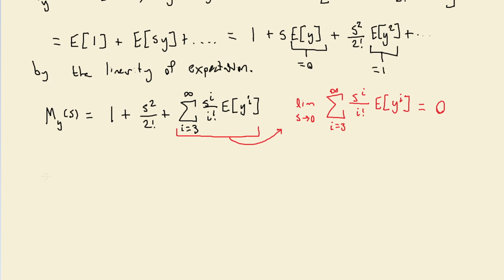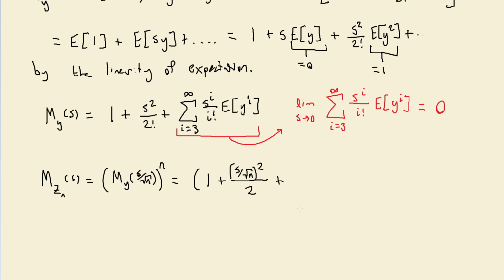And so now what we have is that the moment generating function of z sub n is just going to equal the moment generating function of y we established before, evaluated at s over the square root of n, that whole expression to the power of n. But now we have an expression for the moment generating function of y, and so we just need to plug s over the square root of n in here everywhere where we see an s in this expression here. And so this is just going to be equal to 1 plus s over the square root of n squared over 2.